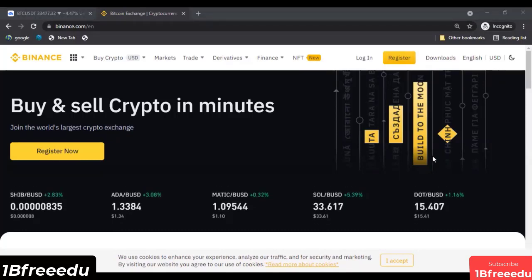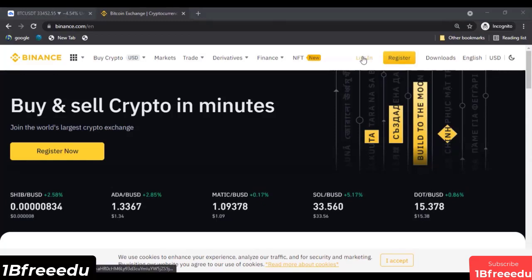But the most important thing is to look at what fees are being charged as a trading fee. Because there are some exchanges like Coinbase which usually have very high trading fees. So just double check it before creating an account.